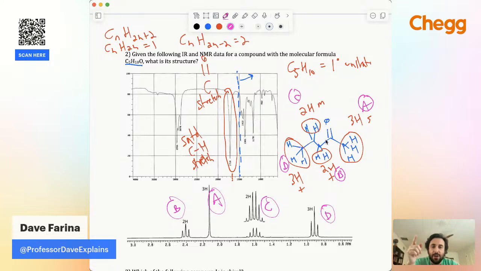Okay, what if we take something and move it around? I don't know. Maybe there was another answer possibly, but it looked pretty good. And then we matched everything up. For each resonance, we saw that splitting, integration, and chemical shift all agreed. So all of the data corroborate this structure. And so that's the answer. 2-pentanone. 2-pentanone was the answer.